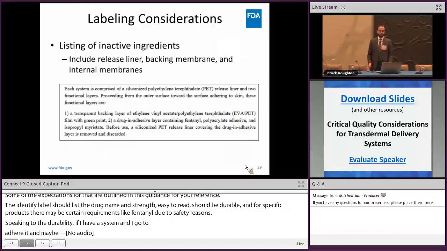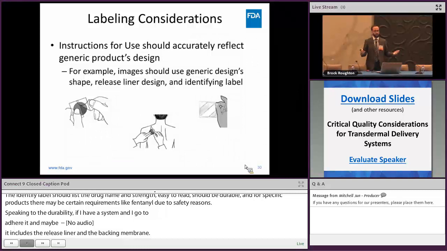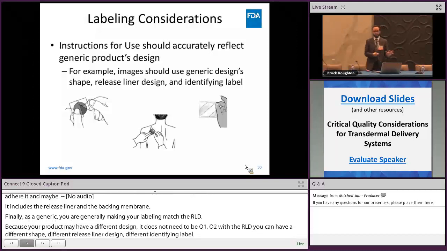And then also, in the description section of your labeling, you should be listing all inactive ingredients, and that does include the release liner and the backing membrane. And then finally, as a generic, you're generally making your labeling match the RLD. But because your product might have a different design, it doesn't need to be Q1, Q2 with the RLD. You could have a different shape, a different release liner design, a different identifying label on there. So the instructions for use in the labeling should accurately reflect your product's design and not just copy the RLD's information.